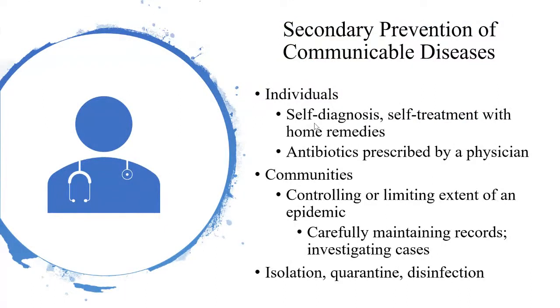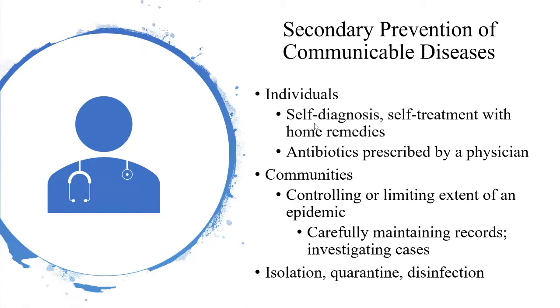All right, so secondary prevention of communicable diseases. This is prevention aimed at the start of a disease. For individuals, we have self-diagnosis, self-treatment with home remedies, antibiotics prescribed by a physician, those sorts of things. So the disease or sickness just started and you're teaching people how to treat themselves. For communities, it could be just having really good records on who's getting sick, where they're getting sick, and investigating cases. If there is an outbreak of food poisoning, right, they would investigate where it came from and then shut that down to prevent more people from getting sick.